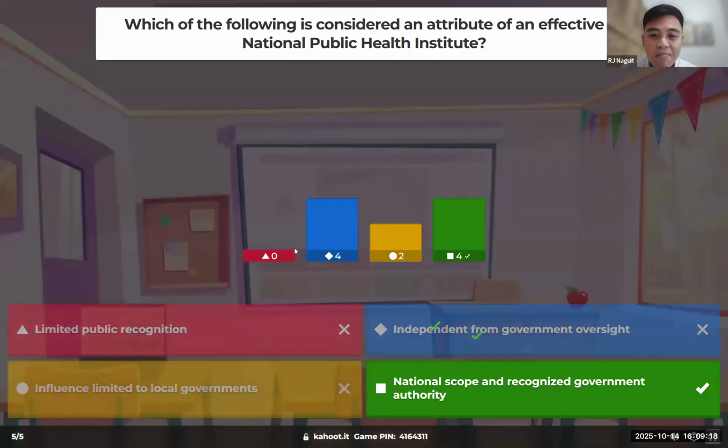Okay, so it's a mix, almost. Some people got confused with this, but when we talk about National Public Health Institute, it's effective because it's national in scope and it's also a recognized government authority.